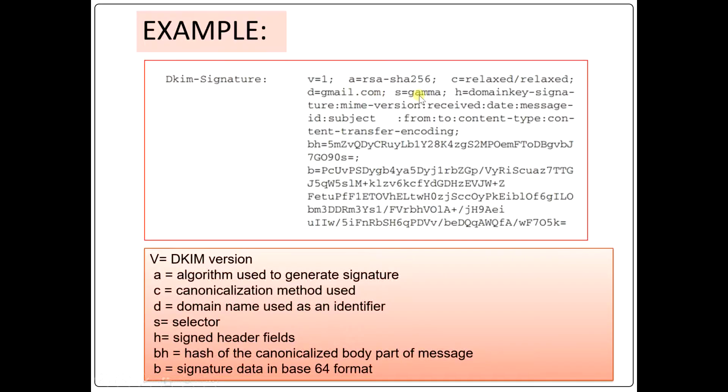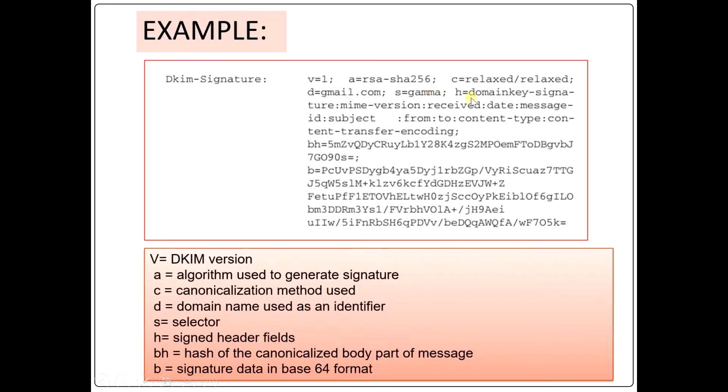Then you have s. This is basically a DKIM selector, which is used by the verifier to retrieve the proper key during the signature verification. The selector is used because there are different keys which can be used in different circumstances for the same signing domain, so it is essential to specify the selector. Here the selector s is equal to gamma.